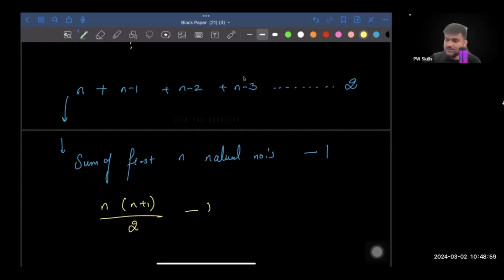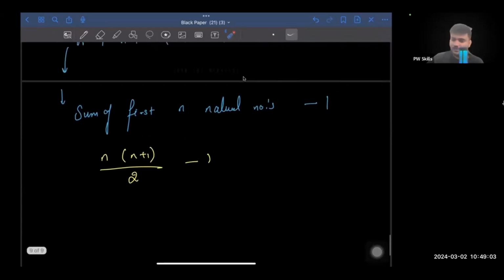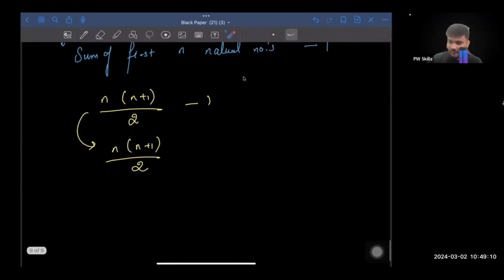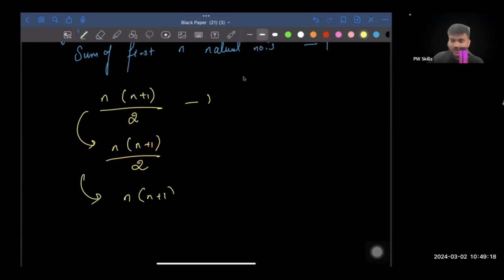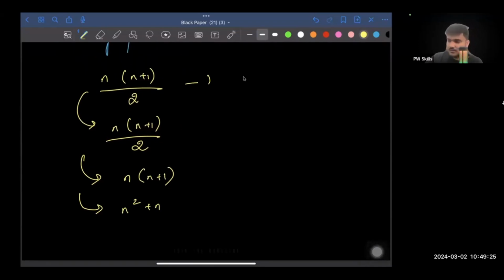Now can you see? Minus 1 is a constant, so we are going to avoid it. This becomes n into n plus 1 by 2. And 1 by 2 is also a constant. This becomes n into n plus 1 in the worst case. We are talking about the worst case. And n into n plus 1 is n square plus n. This is a lower degree term.